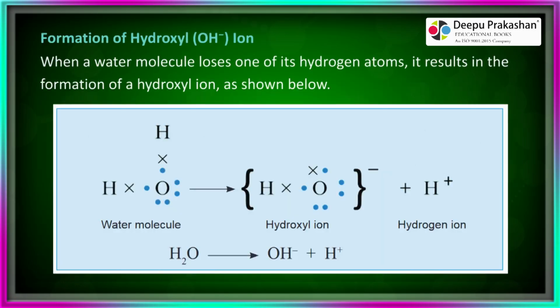Formation of hydroxyl or OH minus ion. When a water molecule loses one of its hydrogen atoms, it results in the formation of a hydroxyl ion, as shown below.